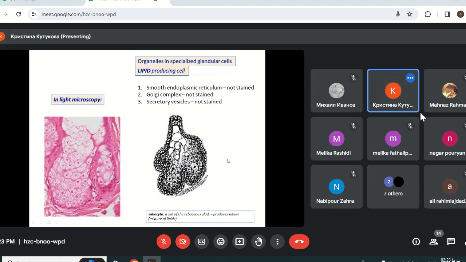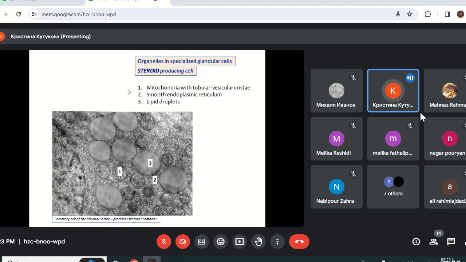How will it look in our light microscopy in stained sections? So this is the sebaceous gland. This is how it really looks in our microscopy. Here we can see the cells with a cell nucleus inside them, and you can see that every cell is filled with a lot of non-stained vesicles. These vesicles contain lipids, they are not stained. Smooth endoplasmic reticulum also is not stained, and Golgi complex also is not stained.